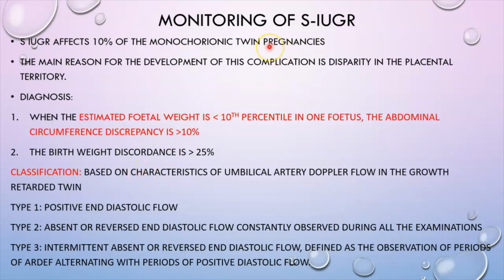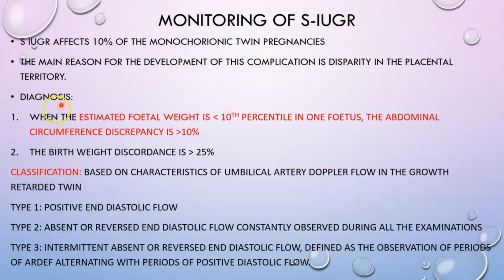Now, the fourth condition in twins in which Doppler is used to monitor is selective IUGR. Now, what is selective IUGR? Selective IUGR affects 10% of the monochorionic twin pregnancies. What is the main reason for the development of this complication? It is the disparity in the placental territory.